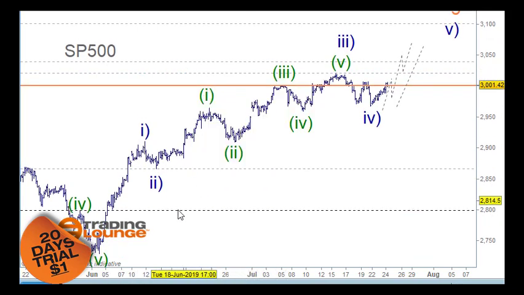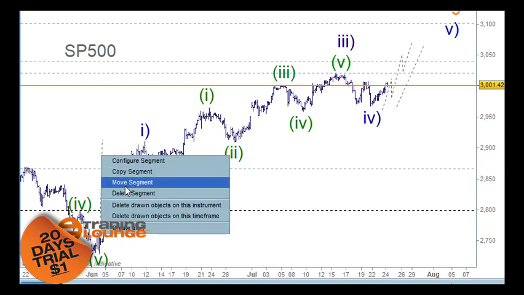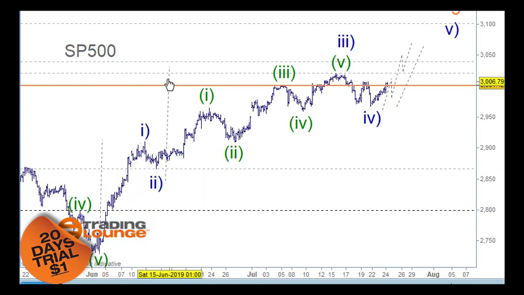So what I was looking at is that if I take this low here, just roughly, copy that and then put that on top of wave 2 here, we can see that wave 3 here is actually shorter than wave 1 here. Now that's okay, but that's telling us that wave 5 here is going to be even shorter than wave 3.